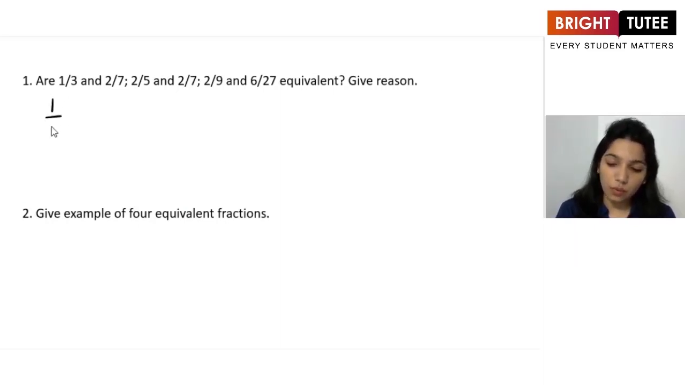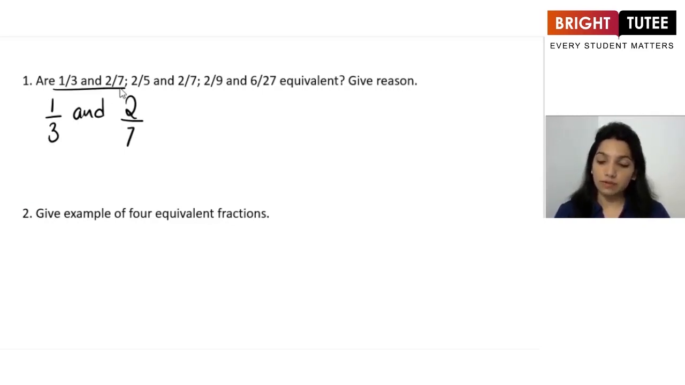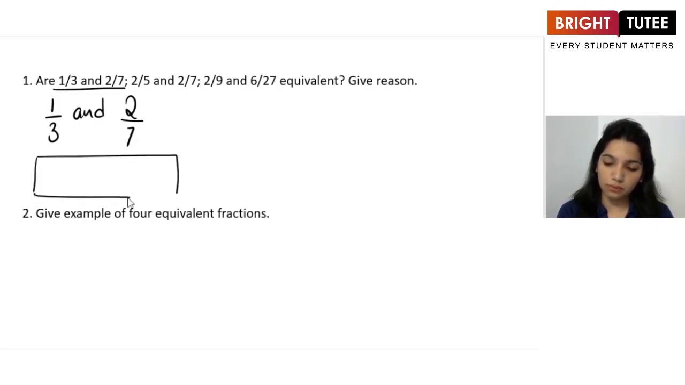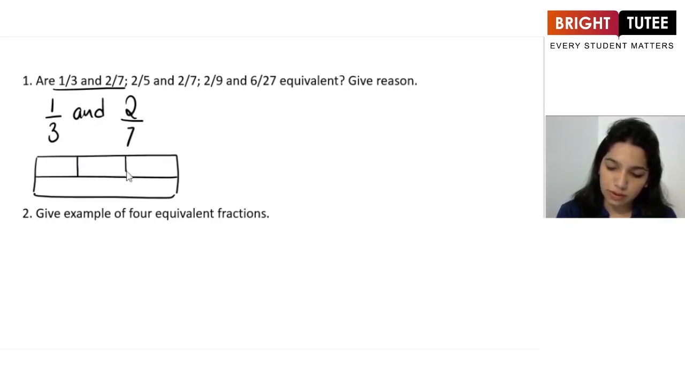It says, are 1 over 3 and 2 over 7 equivalent? We are just discussing the first part here, and we need to give a reason. Think about this. Say this is a block, and I divide it exactly into 3 parts. Now imagine I divide the same kind of block into 7 parts: 1, 2, 3, 4, 5, 6 and 7.